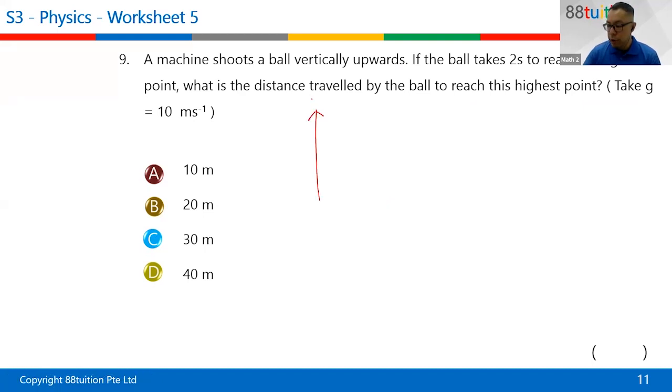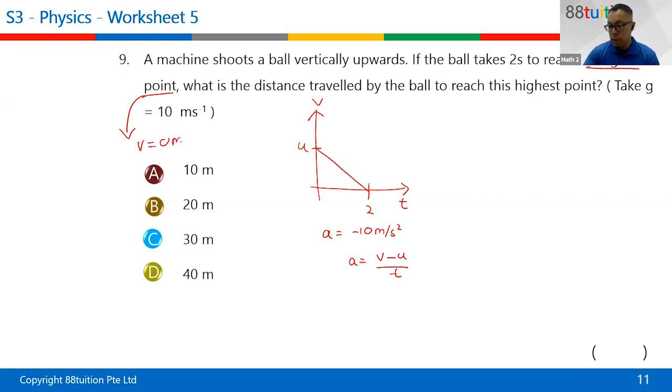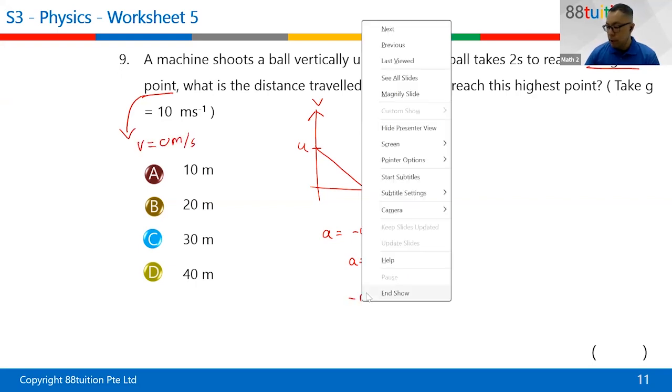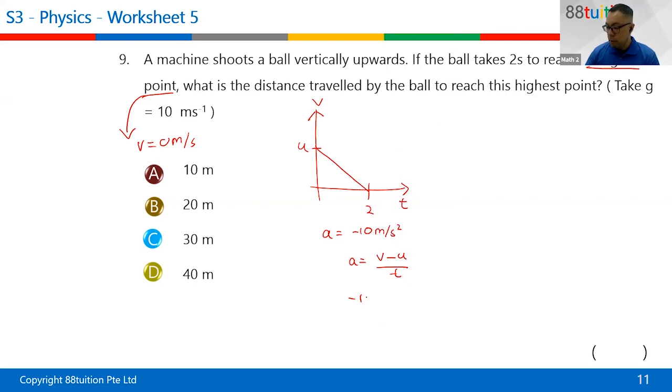So if you recall the earlier question, a is minus 10. a is v minus u over t. At the highest point, v is 0 meters per second. So minus 10 equals 0 minus u over 2. So your u is 20 meters per second.